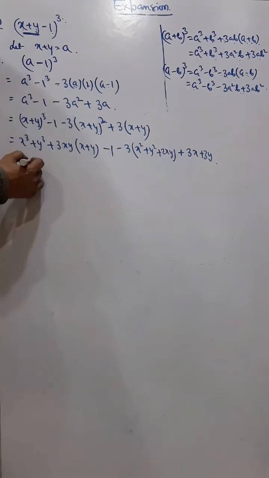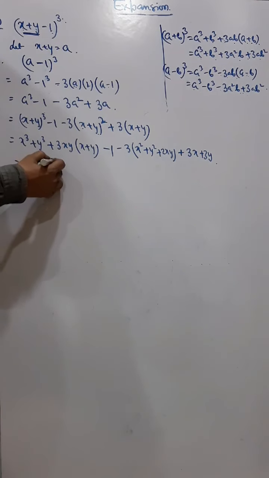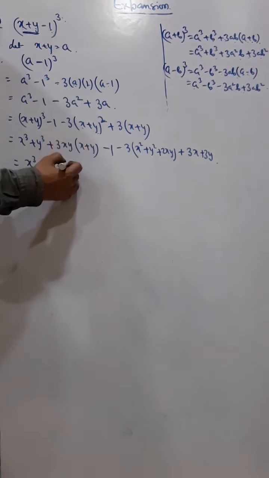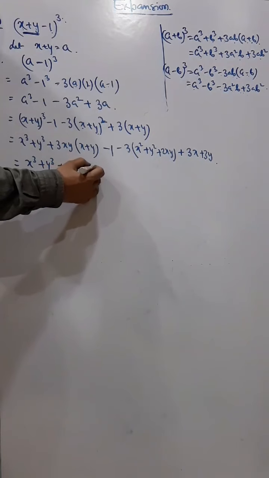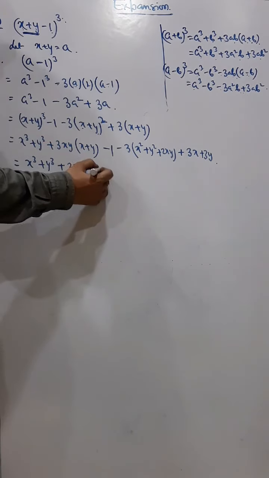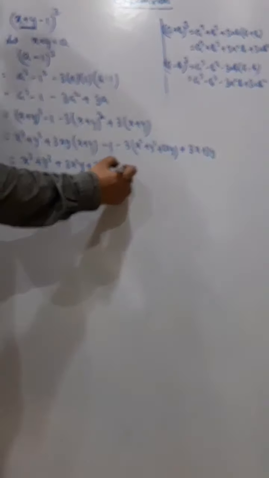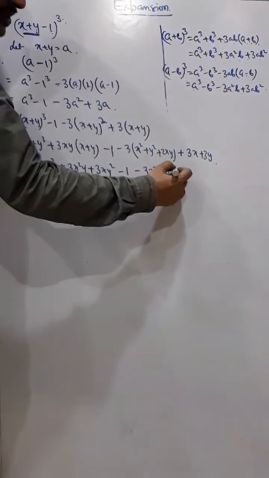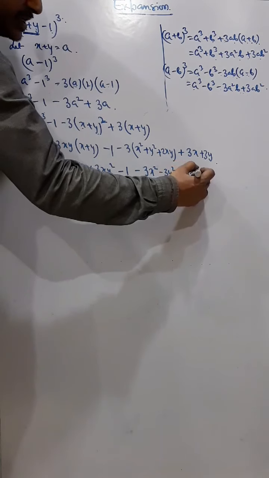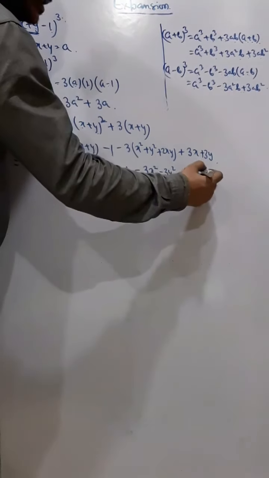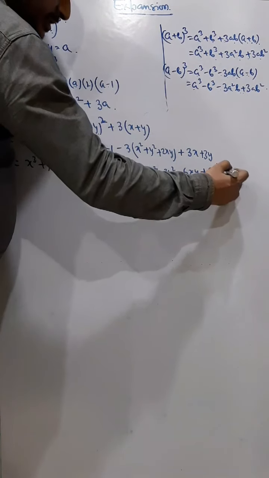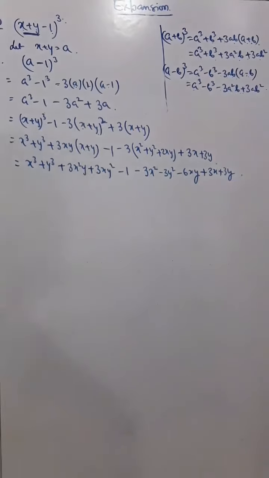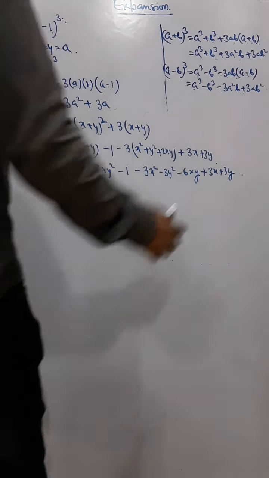So what we got, a cube plus b cube, then 3xy into x, you get 3x square y, 3xy into y, you get 3xy square, then minus 1 minus, again you get here 3x square minus 3y square minus 6xy, and then plus 3x plus 3y. Okay, understand? So this is the answer.